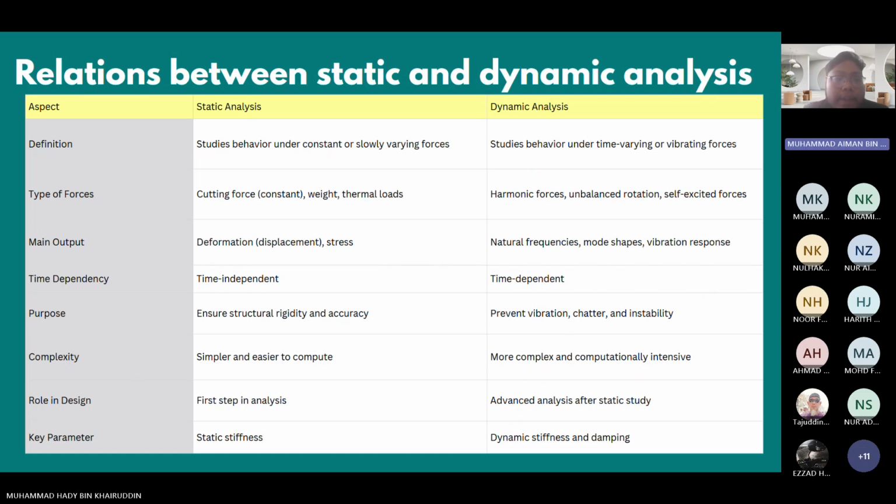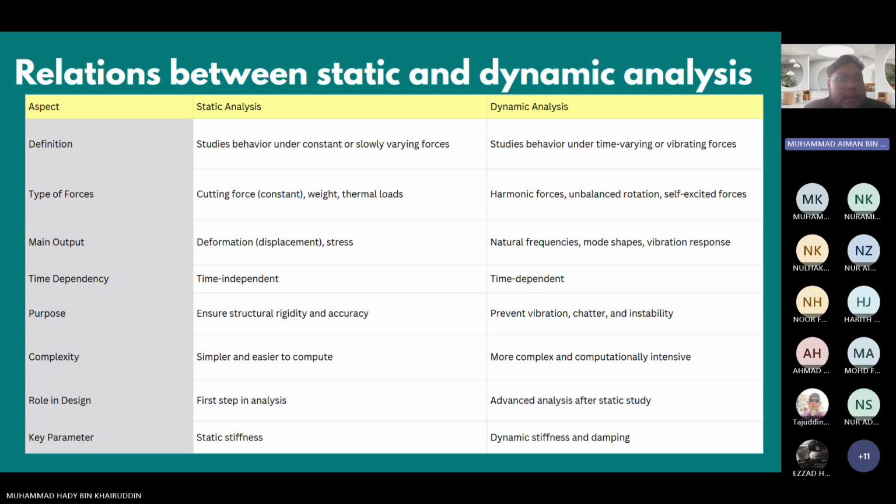The next slide is the relation between static and dynamic analysis. In terms of definition, static analysis studies behavior under constant and slowly varying forces. Dynamic analysis studies behavior under time-varying or vibrating forces. In terms of type of force, for static analysis it is cutting forces, usually constant, and then weight and thermal loads. For dynamic analysis, it is more towards harmonic forces, unbalanced rotation, and excited forces.